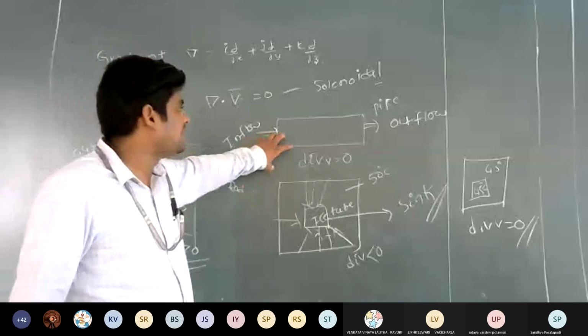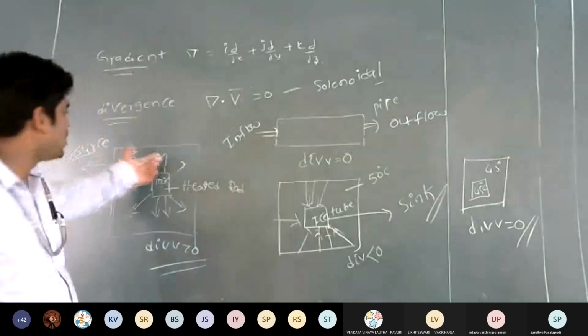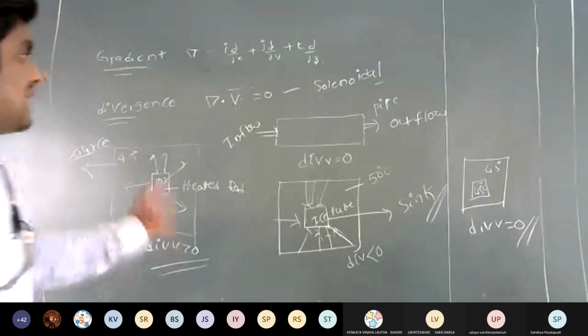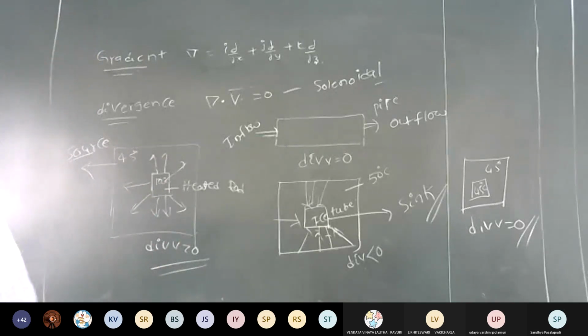So that means that word meaning. We know this concept very well, right? But this concept is related to the divergence, right?